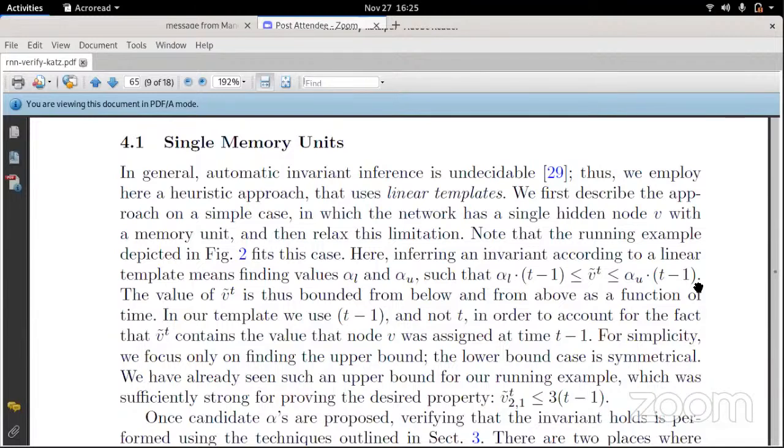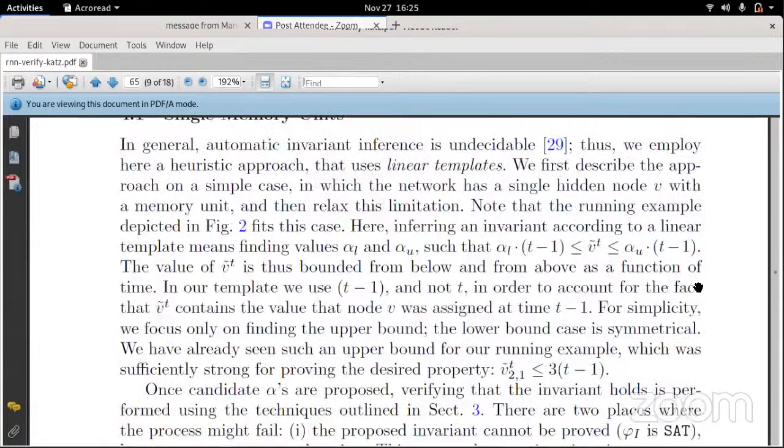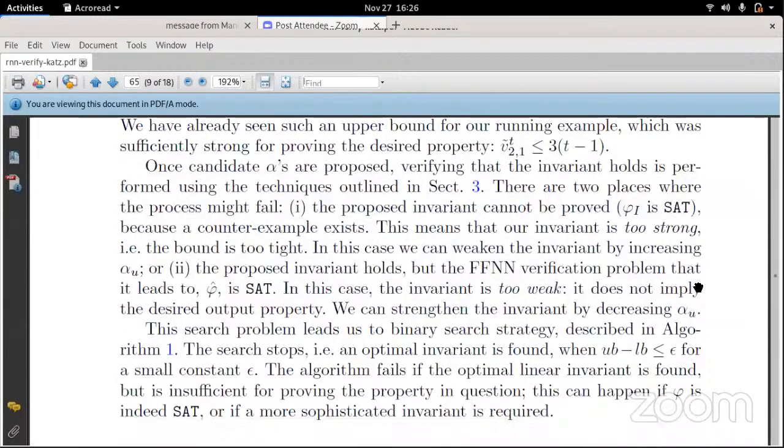Especially, of course, it depends on the property that you want. You're correct. So this is the idea. They say we are going to look at this template, which is always going to be some multiple of t minus 1. So you're always going to lie between some multiple of t minus 1 and some other multiple of t minus 1. And these alpha L and alpha U are the coefficients that you use to multiply. This is what has to be found. That's the idea.